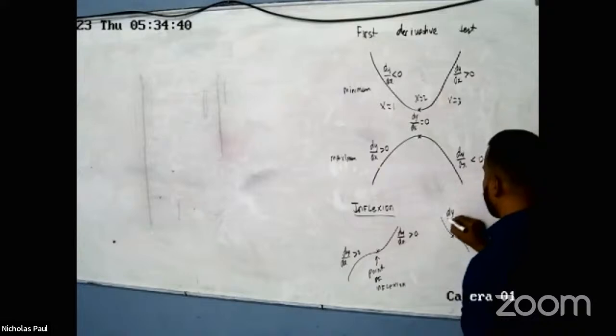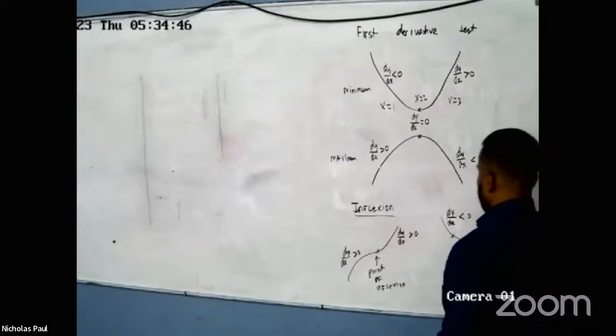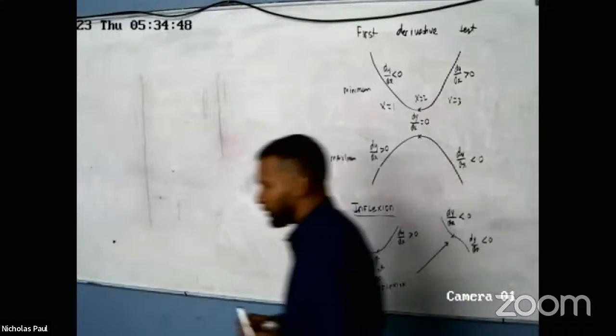It could also be the other way around, right? dy/dx is less than 0. You also have a point of inflection.